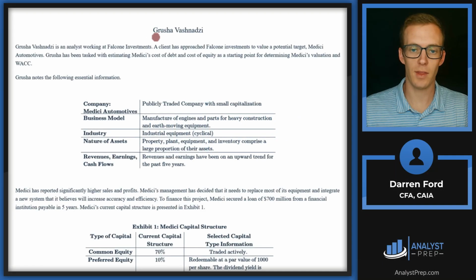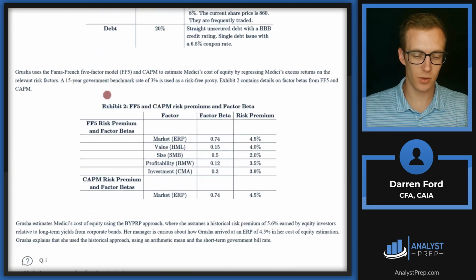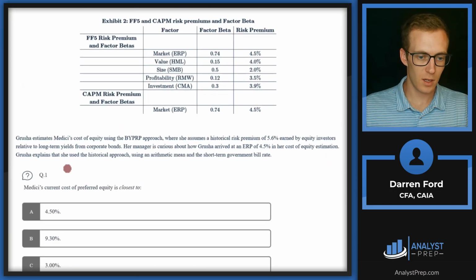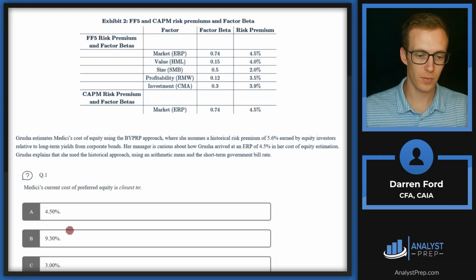We are looking at the Grusha Vashnadzi case study now. Apologies if I butchered that name. Let's scroll down and read that first question. Question 1. Medici's current cost of preferred equity is closest to.